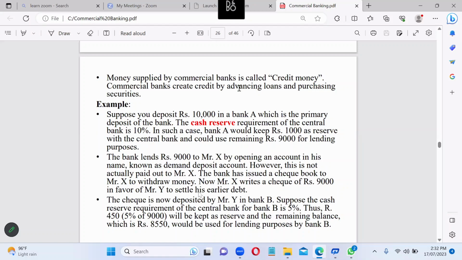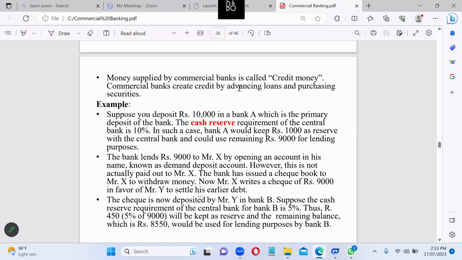Of the 10,000, 10% goes to the central bank. The balance of 9,000 goes to the lending process. For the lending, Mr. X goes and borrows 9,000. Normally the bank does not give the loan in your hand. They have to transfer the loan amount to your current account or savings account. Then only can you withdraw the money. When you apply for 5 million or 20 million, the first thing the bank has to do is deposit the money to your account. Then only can you get the money, fully or partly.